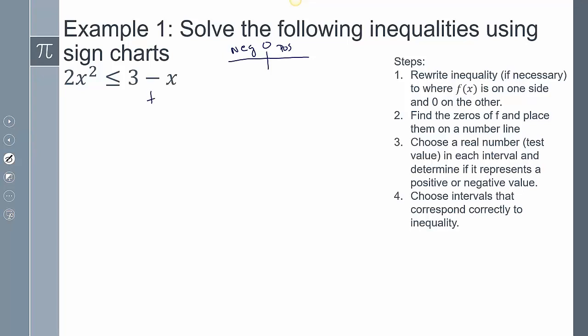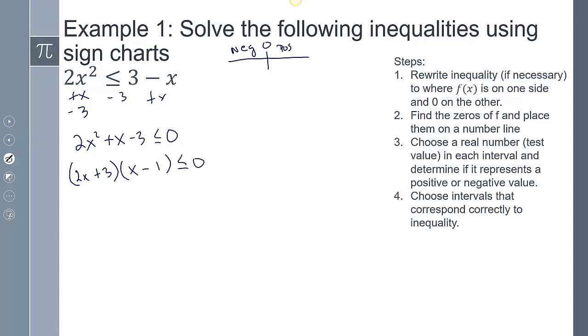So that means I'm going to have to add x to both sides, and I'm going to minus 3 on both sides. So I'm going to get 2x squared plus x minus 3 is less than or equal to 0. Then I can factor this, and so this is going to factor into, we know this is going to be 2x, this is going to be x, and it looks like it's going to be plus 3 and then a minus 1. And that's still less than or equal to 0.